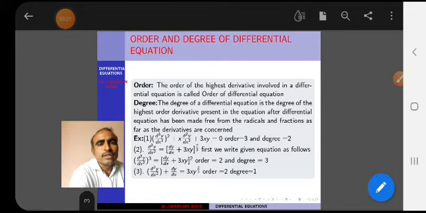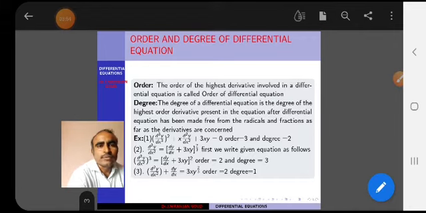See example 1: (d³y/dx³)² + x d²y/dx² + 3xy = 0. In this equation, we have a second order derivative and a third order derivative. The highest order derivative is d³y/dx³. So the order is 3. The degree of this equation is the degree of the highest order derivative, d³y/dx³. So the power of d³y/dx³ is 2. So the degree of this equation is 2.